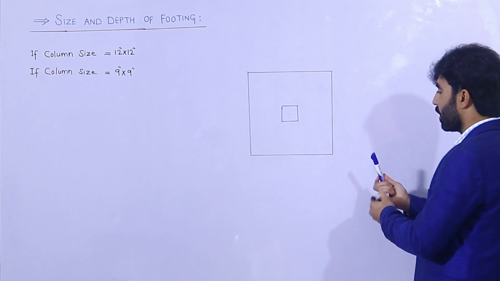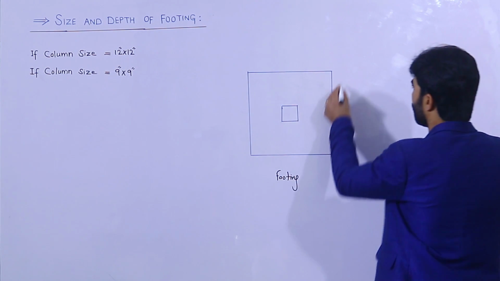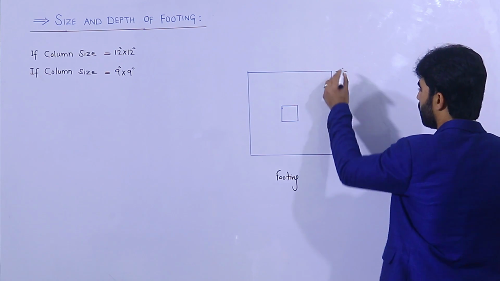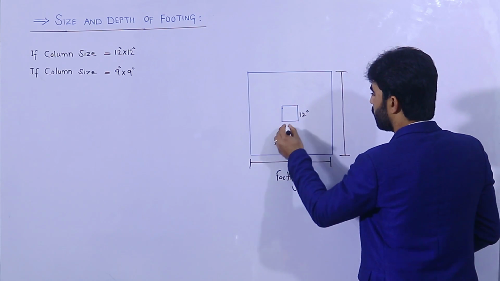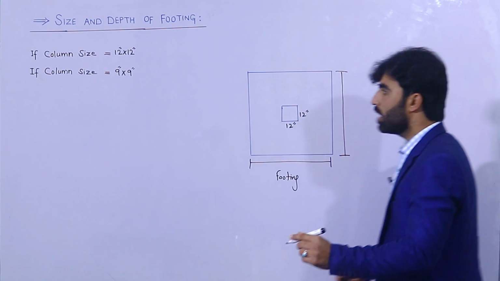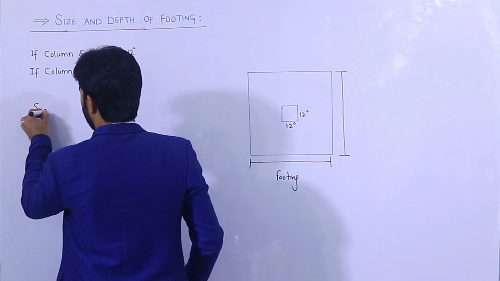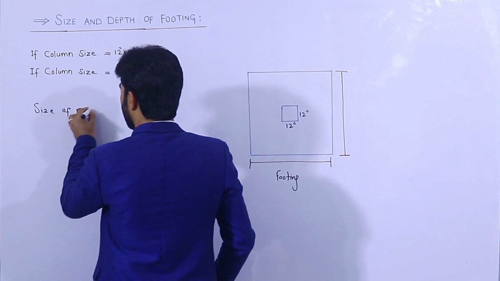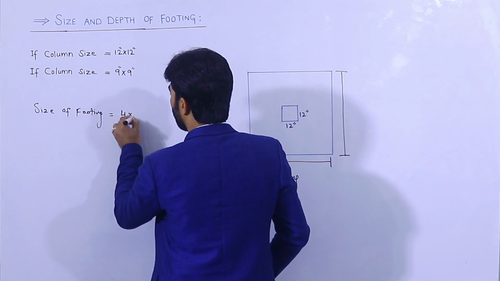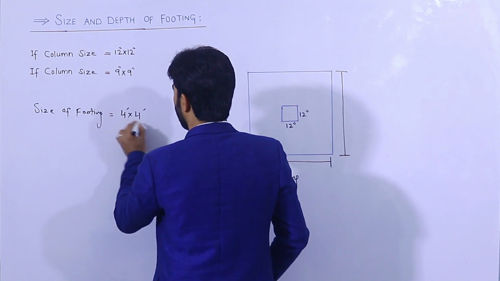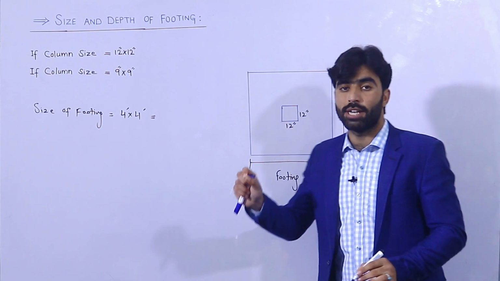As you can see guys, this is footing. So what should be the size of footing? If the size of the column is 12 by 12 inches, in that case the size of the footing should not be less than 4 by 4 feet. Remember this. This is the minimum size of footing if the column size is 12 by 12 inches.